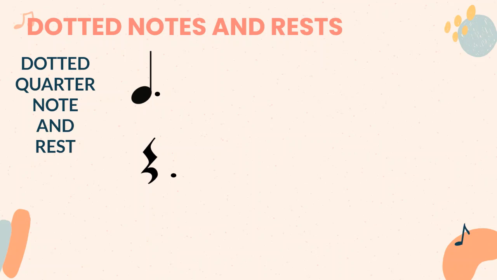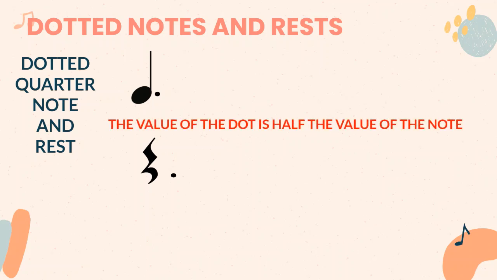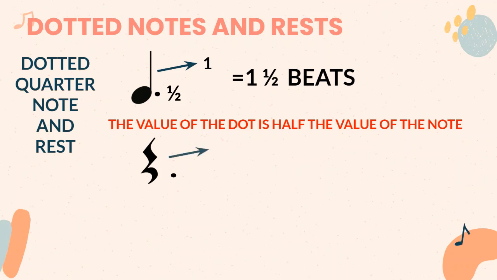Next is the dotted quarter note and dotted quarter rest. The value of a quarter note is 1, and half of 1 is 1/2. So the value of a dotted quarter note is 1 and 1/2. Now for the dotted quarter rest. The value of a quarter rest is 1, and half of 1 is 1/2. So the value of a dotted quarter rest is 1 and 1/2.